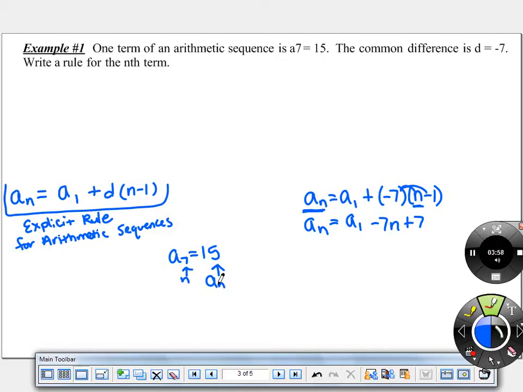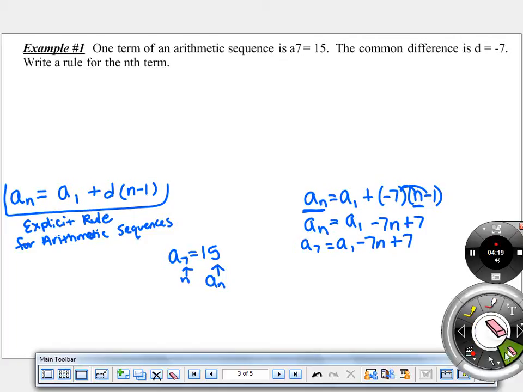And that's not going to be my final answer unless they're just asking me to find a 1, but they're not. They're asking me to write a rule. But then I have that other piece of information I need to write the rule. Okay? So I'm going to plug in 7 for n. Again, why am I picking 7? Because that happens to be the piece of information that they chose to give me. Okay? Oh, and I didn't do what I said I was going to do. I said I was going to plug in 7 for n.